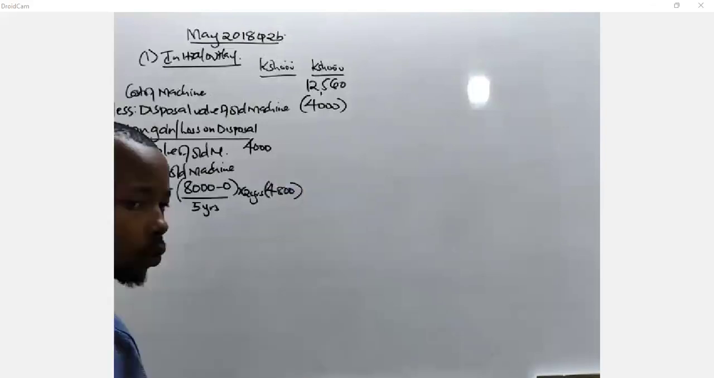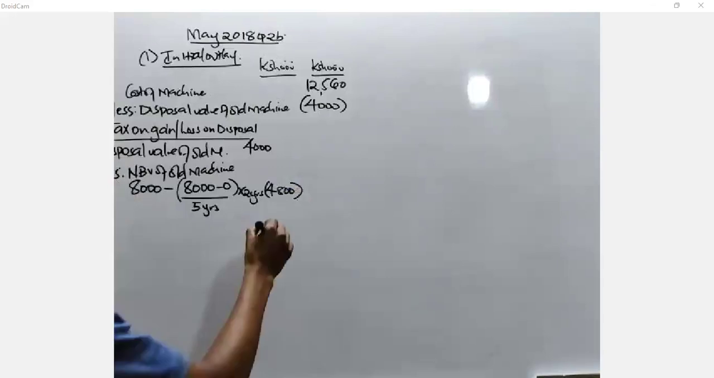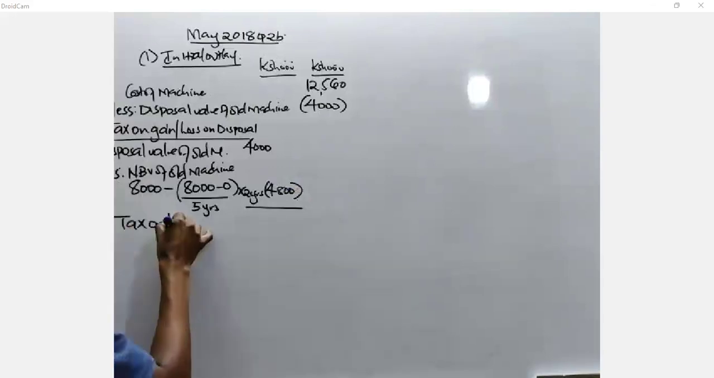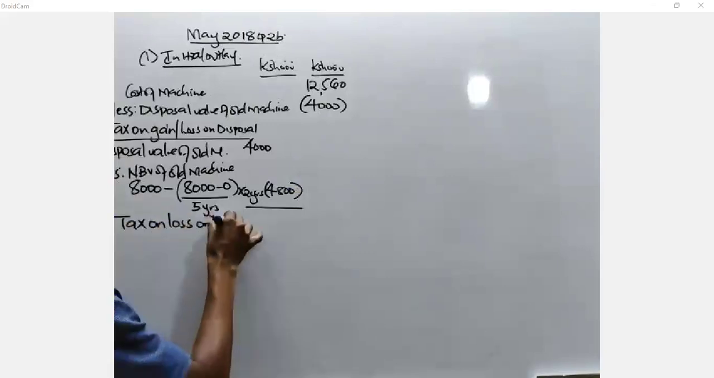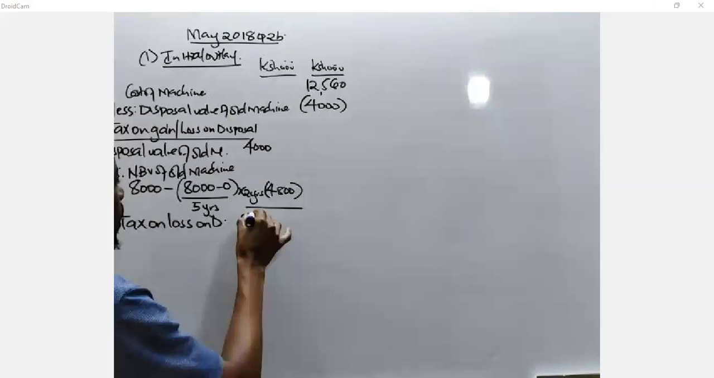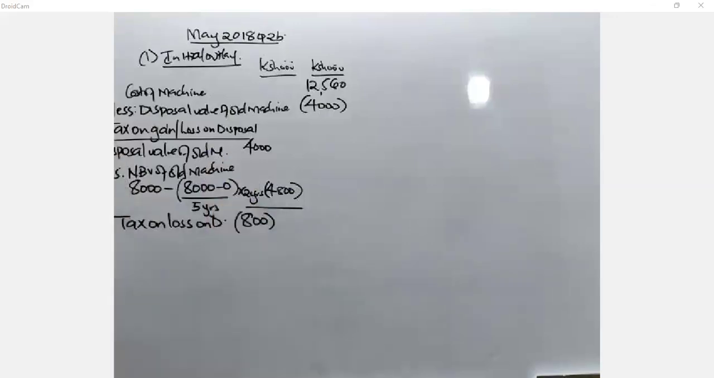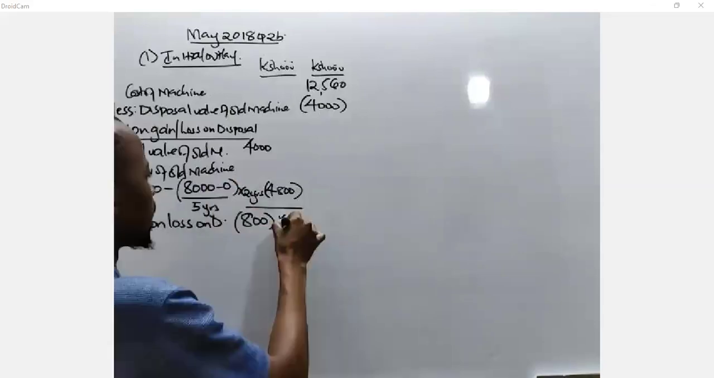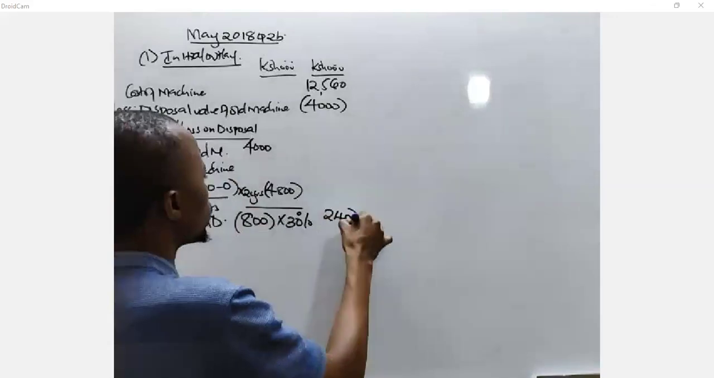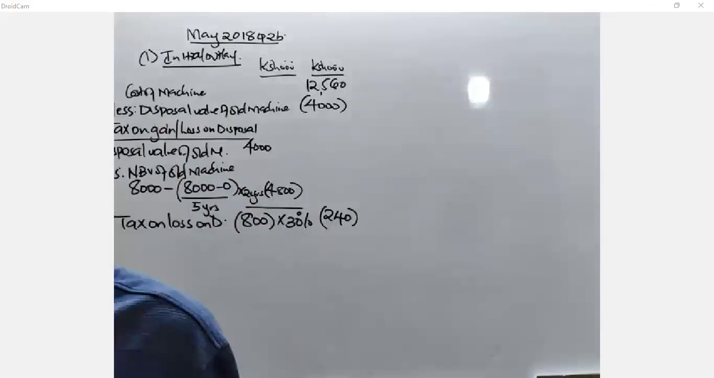Once you get 4,800, what are we getting here? We are getting the tax on loss on disposal. The loss is 800, which is the difference between 4,000 and 4,800. Then we multiply by the tax rate of 30%, getting 240, which will be negative. Any question at that? Thanks.